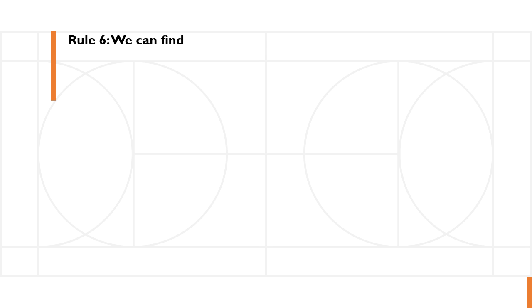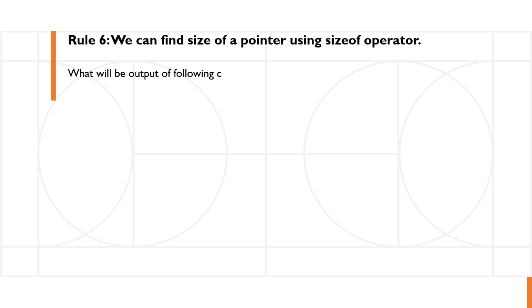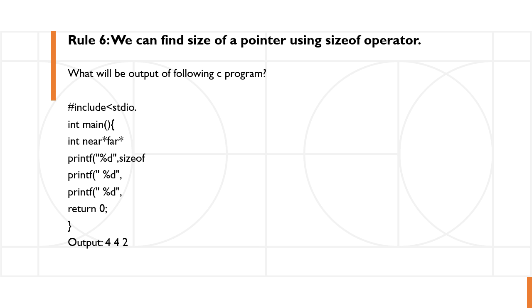Rule 6, we can find the size of a pointer using the sizeof operator. We'll see how with this example. So I have a near, far, huge pointer p. Size of p is 4, and size of single pointer p is obviously 4, and double pointer p is 2. This is how we check near pointer, far pointer, huge pointer sizes.